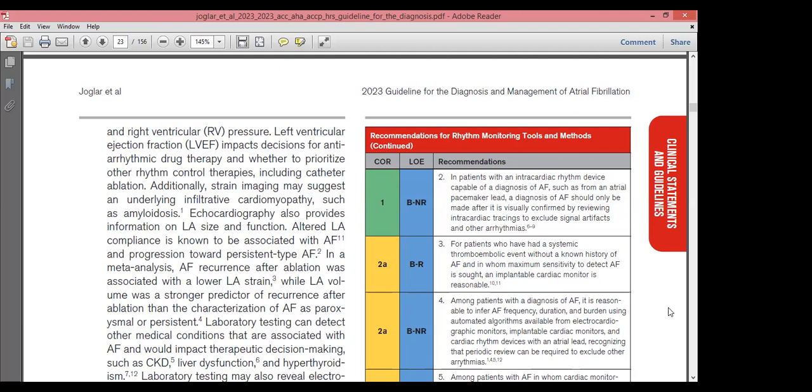Then there is a class 2A recommendation: for patients who have had a systemic thromboembolic event without a known history of AF, and in whom maximal sensitivity to detect AF is sought, an implantable cardiac monitor is reasonable. So for example, patients that we never knew to have a history of AF, who now came down with a stroke, it is advisable that we use an implantable cardiac monitor in order to diagnose this AF.